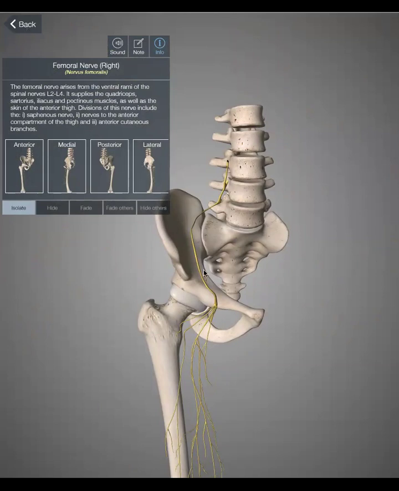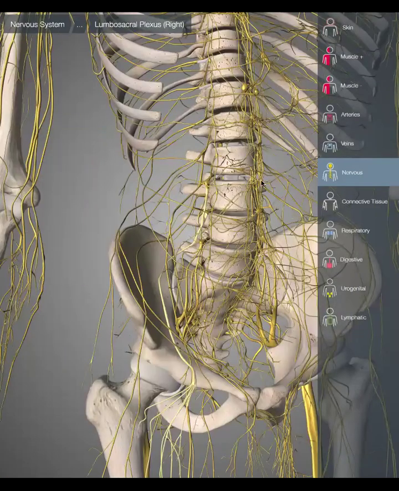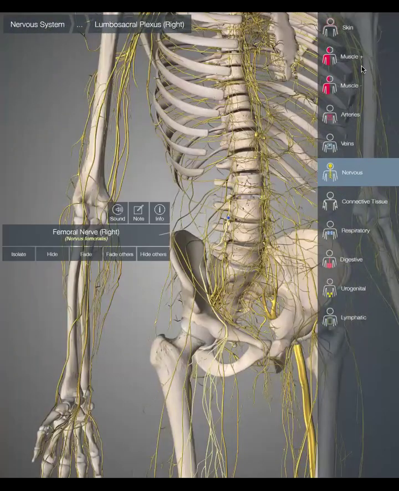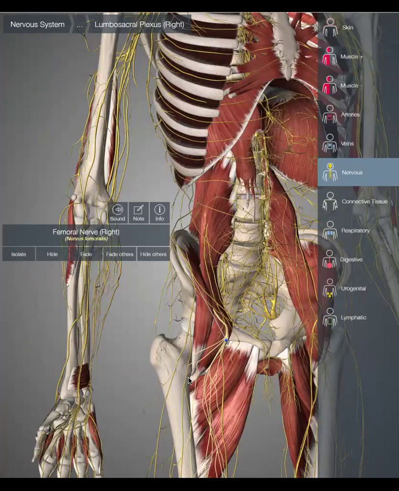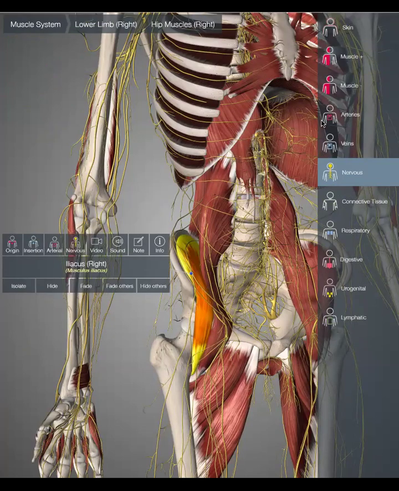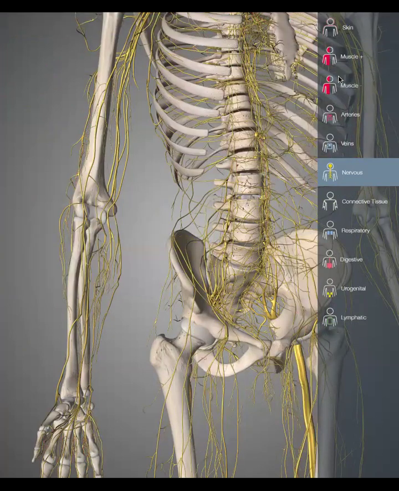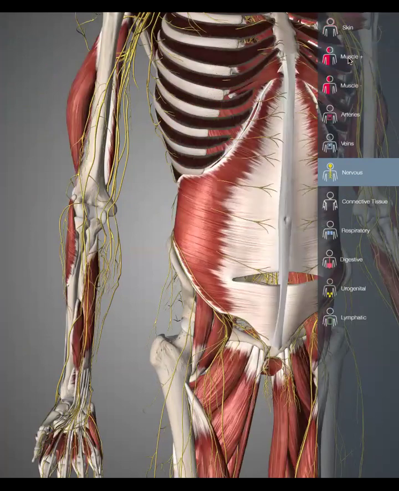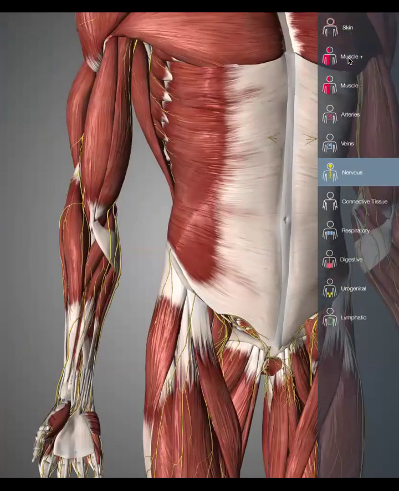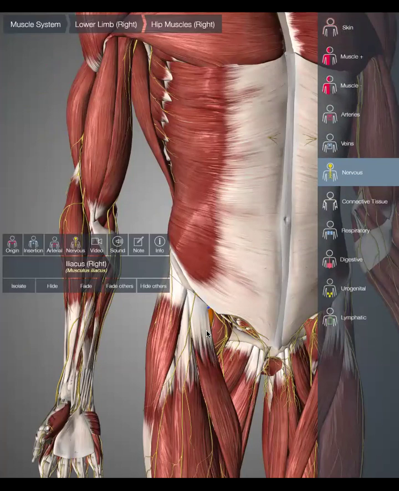and it also helps in extending the knee, and I will show you how. So let's select some muscles. You can see that it controls iliacus, for example, sartorius. Iliacus, sartorius.